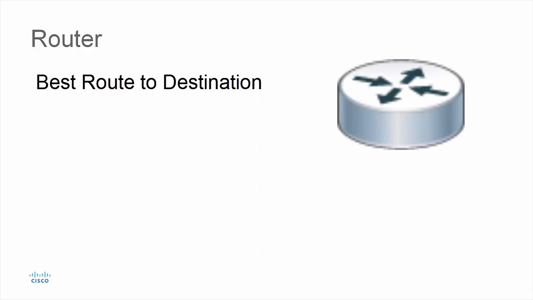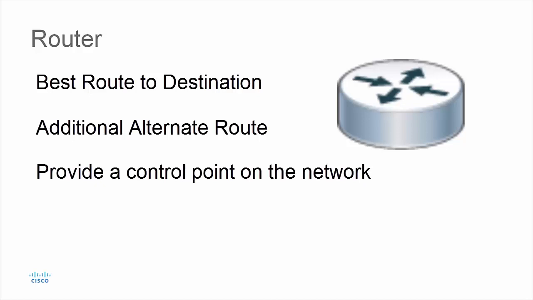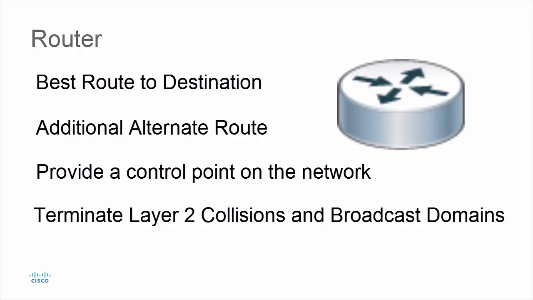The basic process of routing forwards data packets between various networks, providing a best route to the destination, and often an additional alternate route should the best route not be available. Routers provide a control point on the network by terminating Layer 2 collision and broadcast domains. This contains errors to a small portion of the network should an error occur, and also prevents propagation to other areas of the larger network.